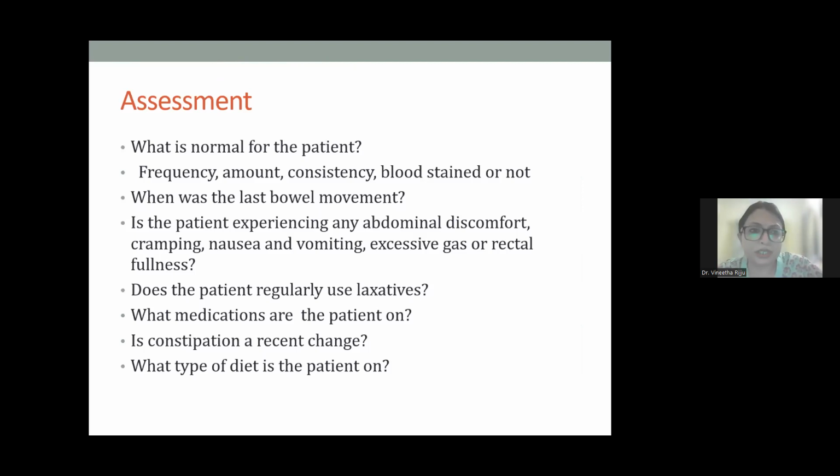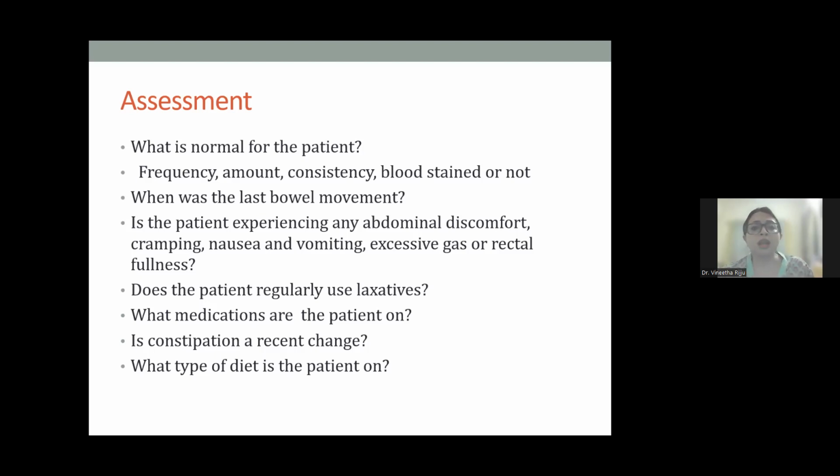What is normal for the patient? So this is through history taking. Find out what is normal for the patient, the frequency, amount, consistency. Is it blood stained or not? When was the last bowel movement? Also ask the patient, are you experiencing any abdominal discomfort, cramping, nausea and vomiting, or any excessive gas or rectal fullness? You ask the patient, are you having belching? Are you passing gas, flatus? Passing flatus is actually good for us. At least we are not looking at an intestinal obstruction.